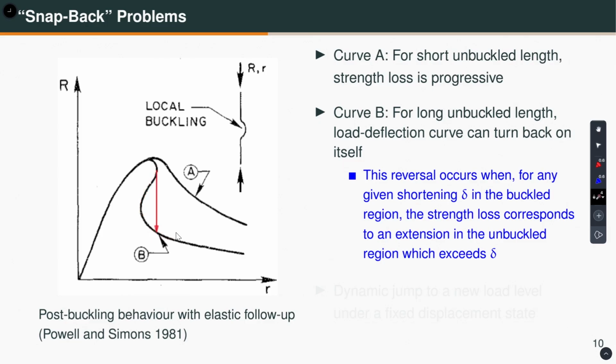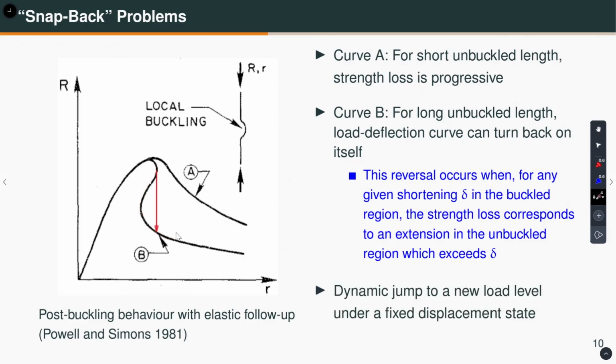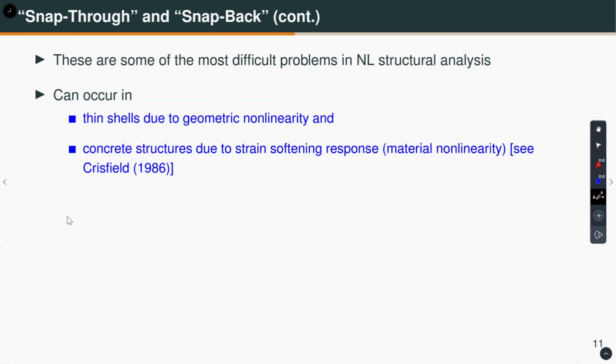If you use a displacement control technique to solve this problem, it will come here, then there will be a dynamic snap under constant displacement, and then again you will track this path. So, this path will not be tracked if you use a displacement control technique. I will demonstrate with an example.